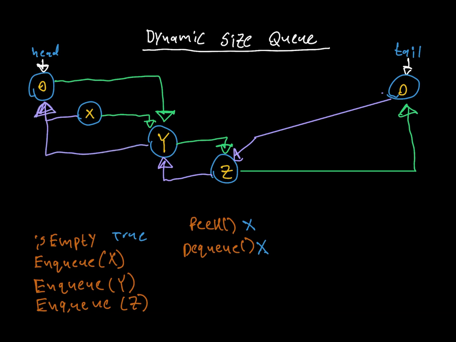And then we can treat x as if it no longer exists, and then we can finally return the value x. Let's do a few more. We do dequeue.